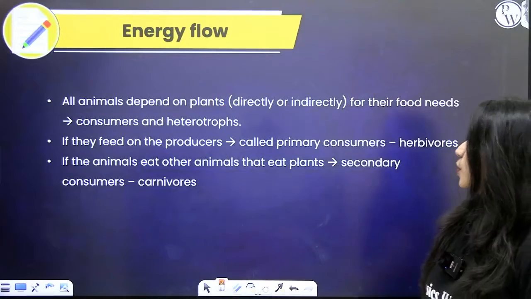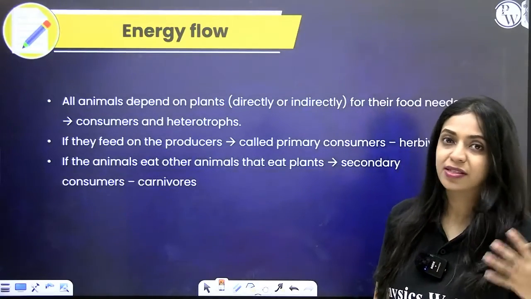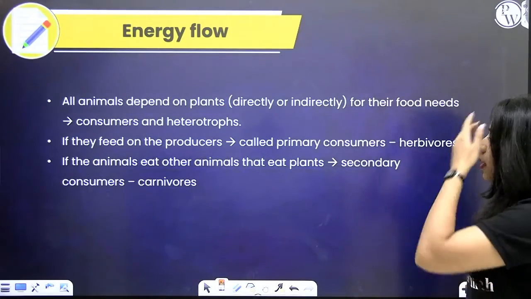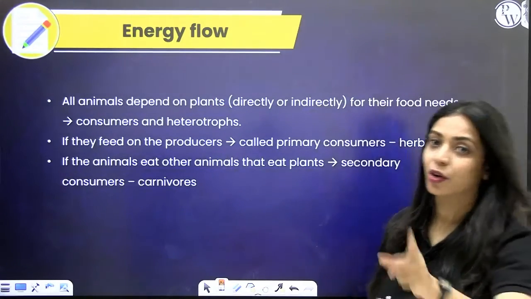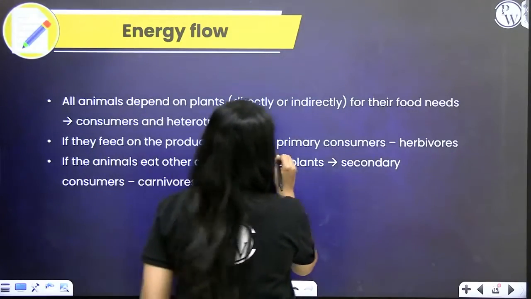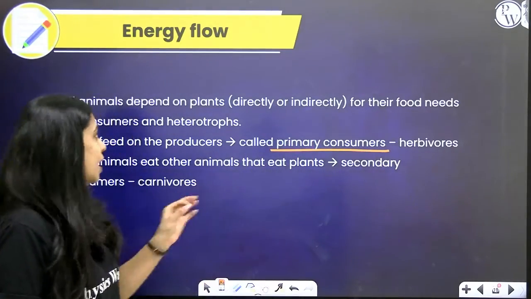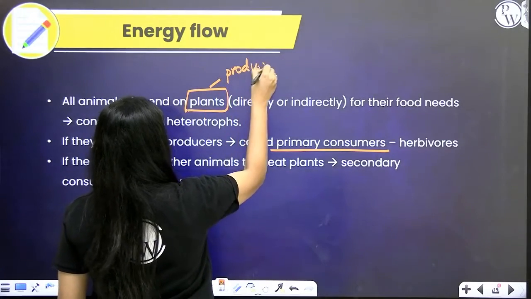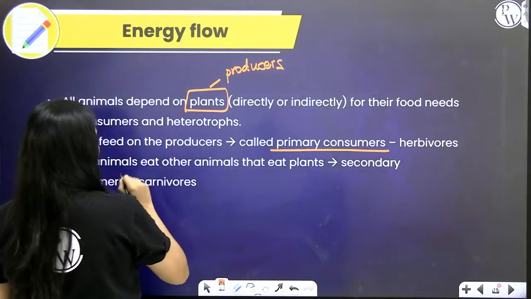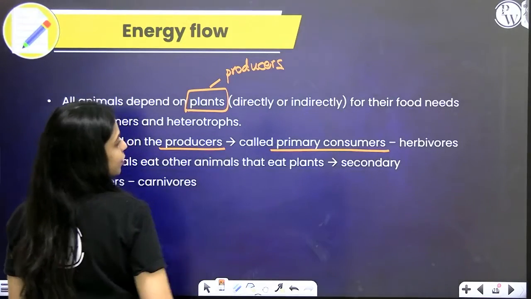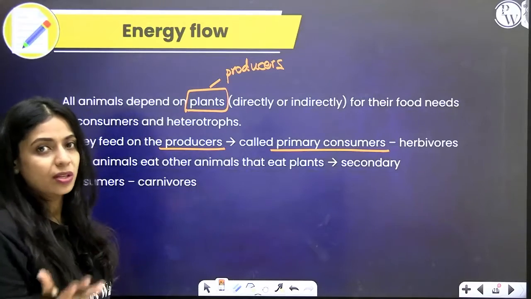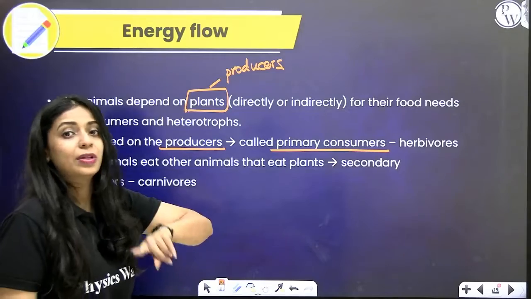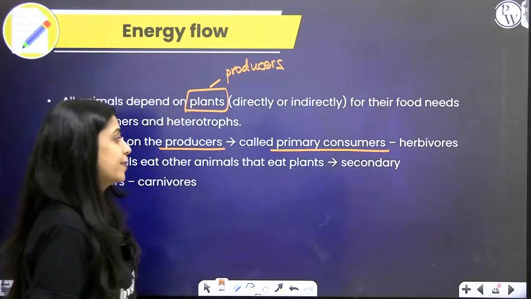So all animals definitely depend on plants. It could be either directly or indirectly for their food requirements. If organisms feed directly on plants, then they are called primary consumers. Plants are producers. If an animal depends directly on the producers, we call them primary consumers. Which are the primary consumers? Herbivorous animals.